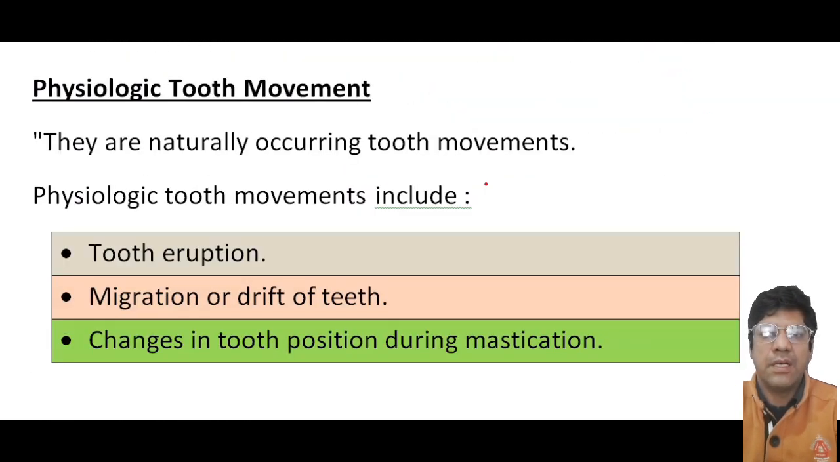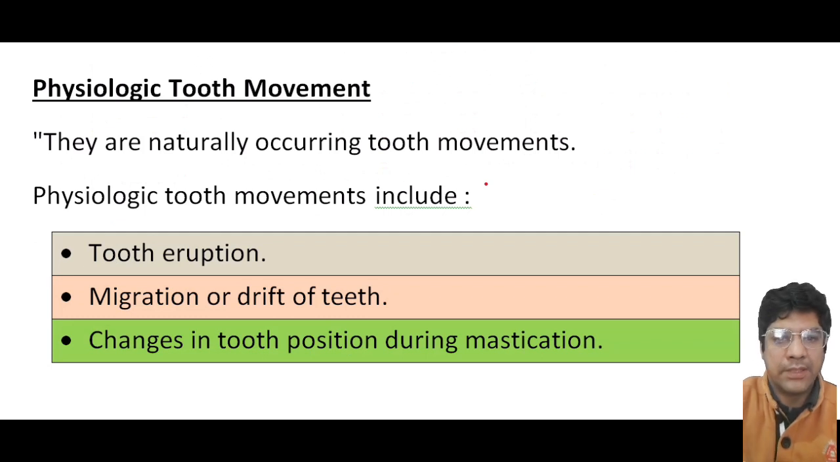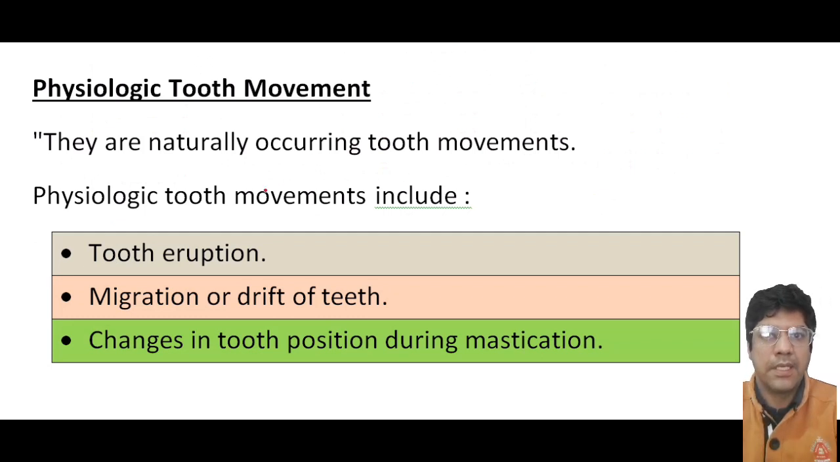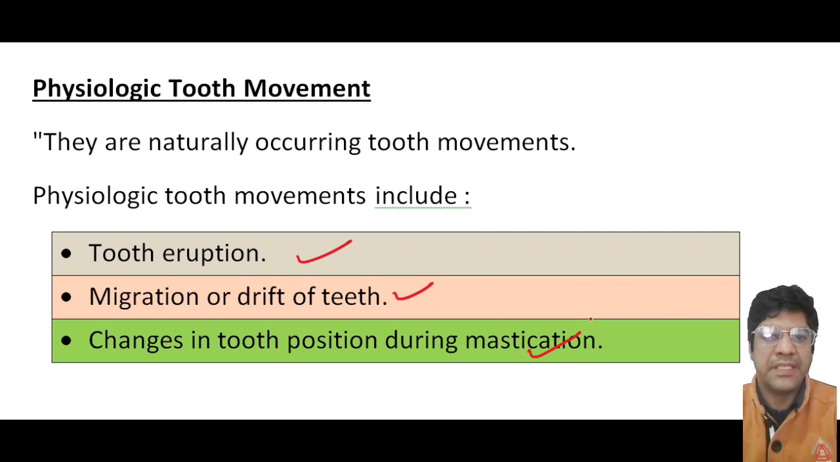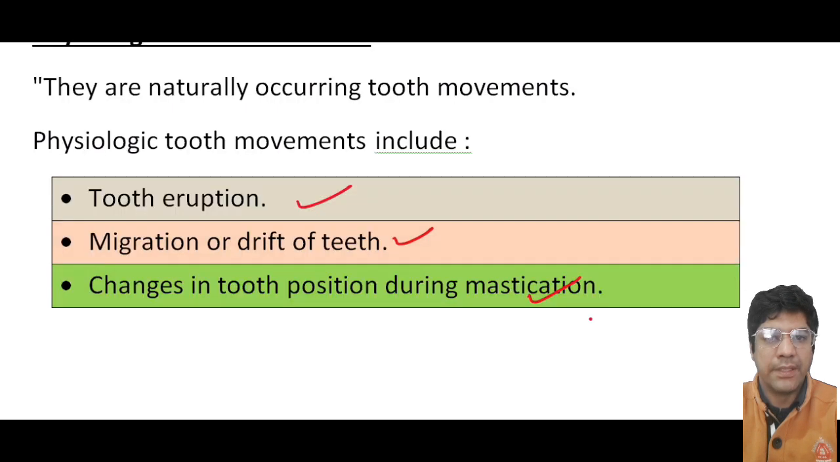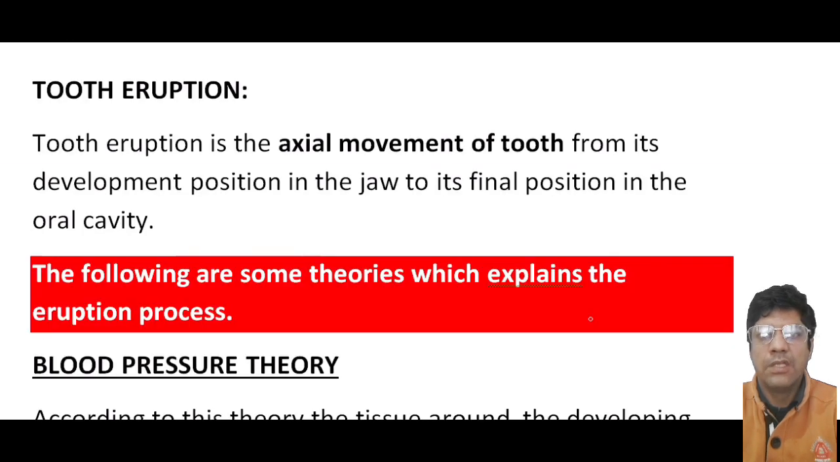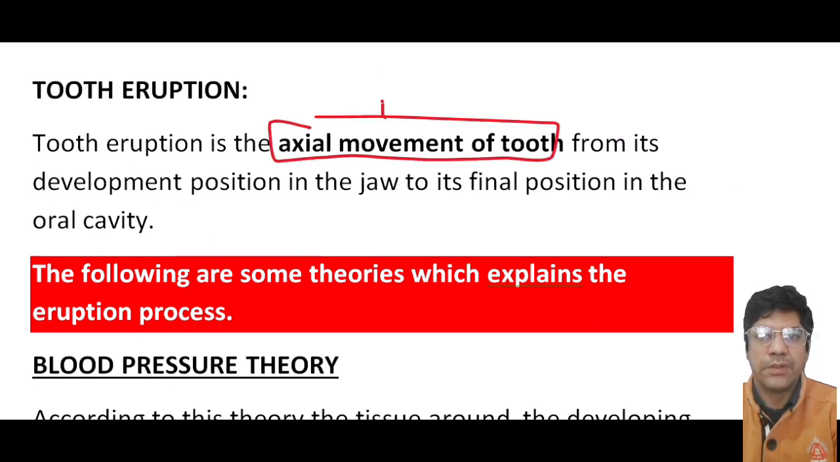Now the physiological tooth movements are the natural tooth movements. They involve tooth eruption, migration of teeth, and changes in the position during mastication. Tooth eruption is a process by which teeth move from the developmental position within the jawbone to emerge through the gums into the oral cavity. So tooth eruption is an axial movement of the tooth.